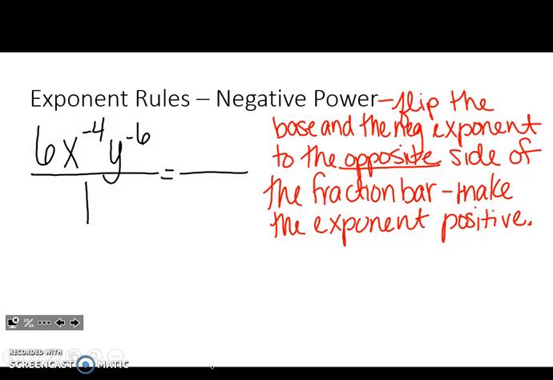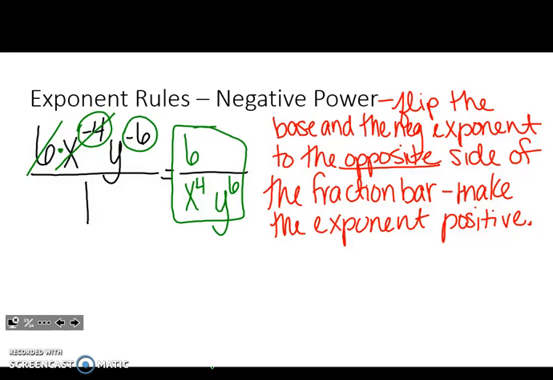So I'm going to start with the first term. So 6 is not being raised to a negative, so it's going to stay on top where it already is. X to the negative fourth has a negative exponent, so since it's on top, I need to move it to bottom in order to make it positive. Y to the negative sixth, it's a negative exponent, so I need to move it from the top to the bottom in order to make it positive. 1 was just a placeholder, so since I have something on top and I have something on bottom, I'm done with this problem. It's as simplified as it can get.